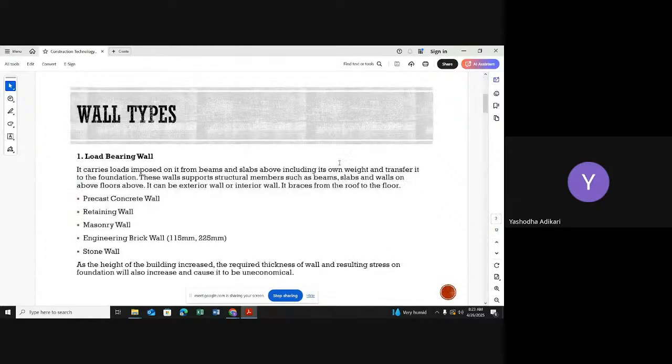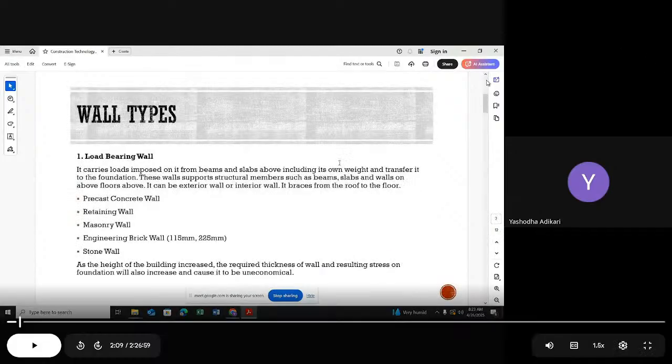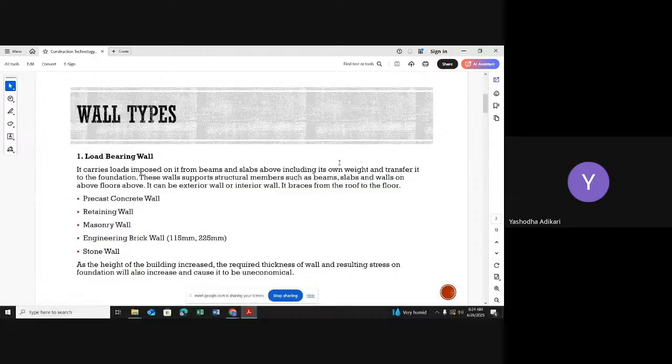In the previous lectures, in the last lectures, we discussed the components of buildings. Today, we are going to discuss some wall types in our buildings. Right? This is related to the wall types.